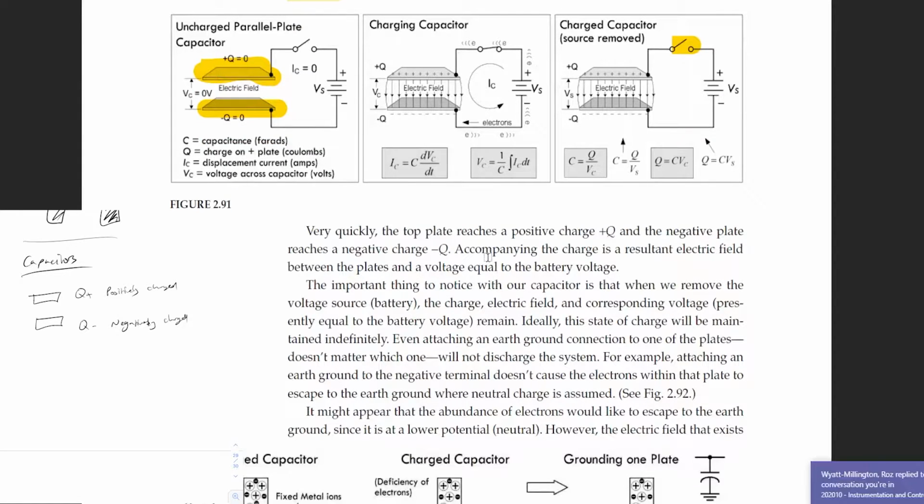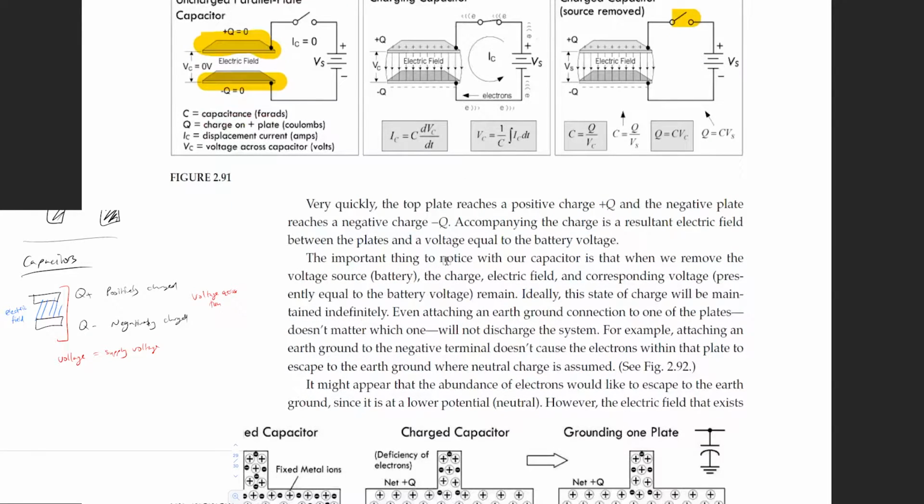So an electric field goes across it. You get an electric field here, and then you get a voltage across them, and this is going to be equal to the supply voltage.